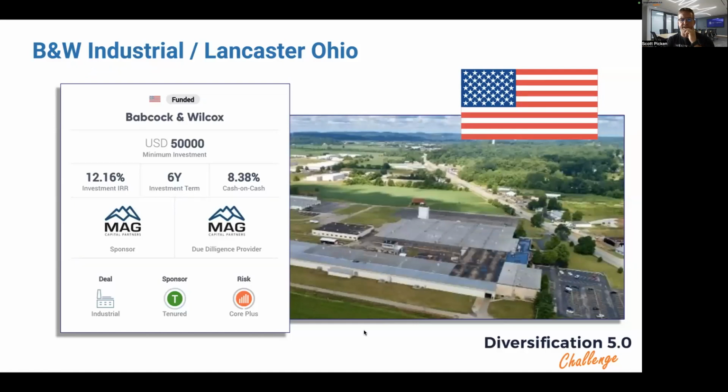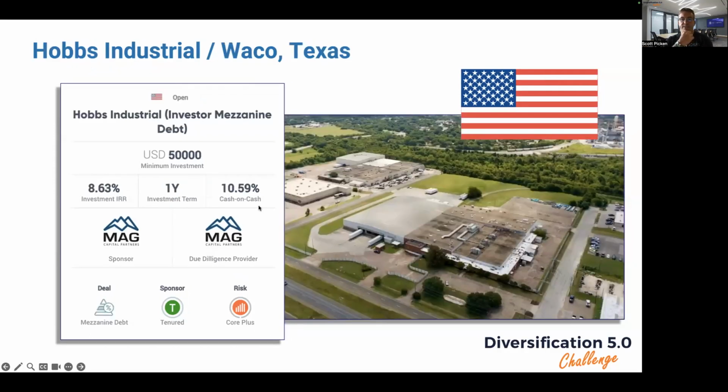This was an industrial building. And again, you can see that they're in the 10-year space. This got an 8.3% cash on cash and a 12% IRR. So I'm just giving you an example of how this works. We did this deal with them as well, Hobbs Industrial. This was only a 1-year deal, so this was a debt deal. It paid a 10.5% cash on cash. So remember, this is all in US dollars and it's net in your account. But again, a 10-year sponsor in terms of that process.